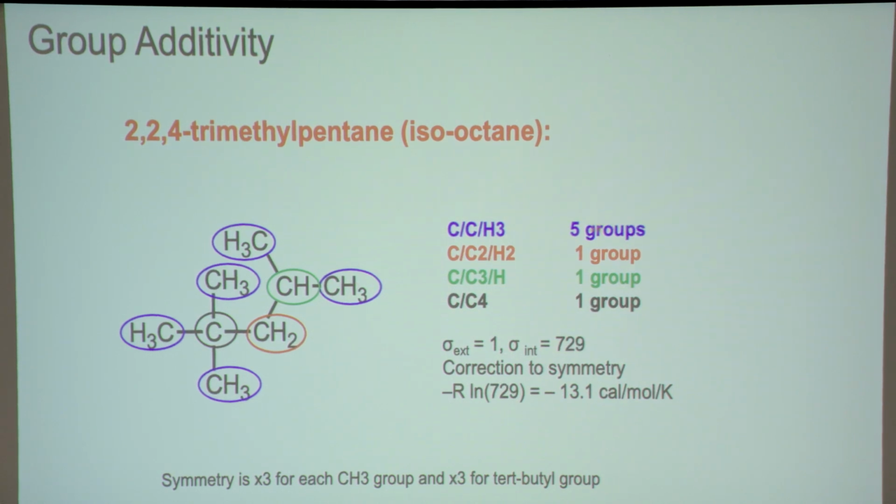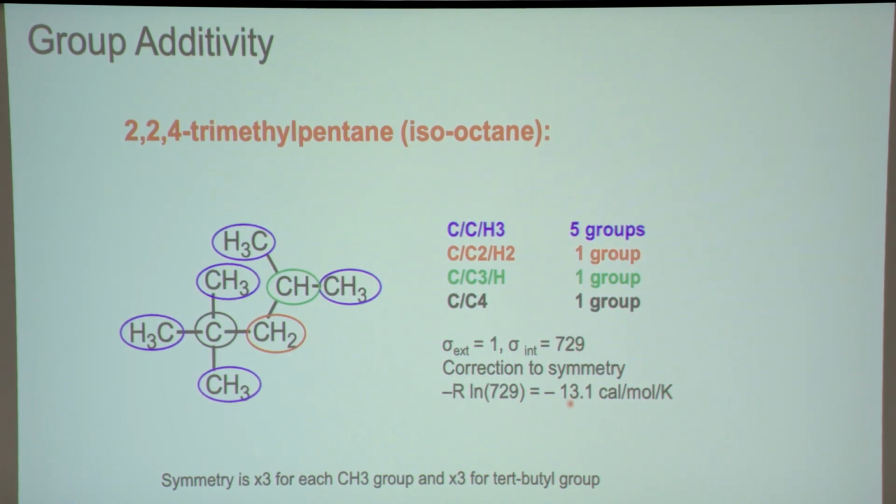Well, now that's 5 groups, 1, 2, 3, 4, 5. So 3 to the 5, but still I'm missing one more internal symmetry because this tert-butyl rotor can rotate and adds another 3 to the total symmetry. So there's actually 6 internal symmetry points, and therefore we get an internal symmetry of 729. And then you have to correct: R ln 729 is minus 13.1.